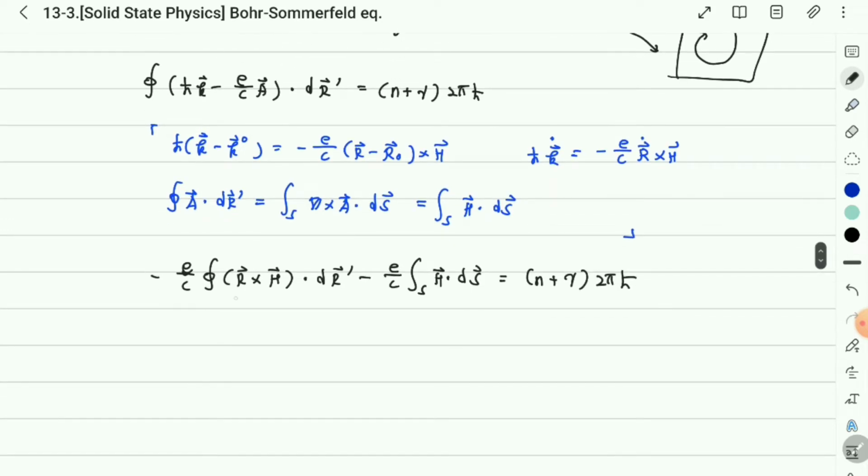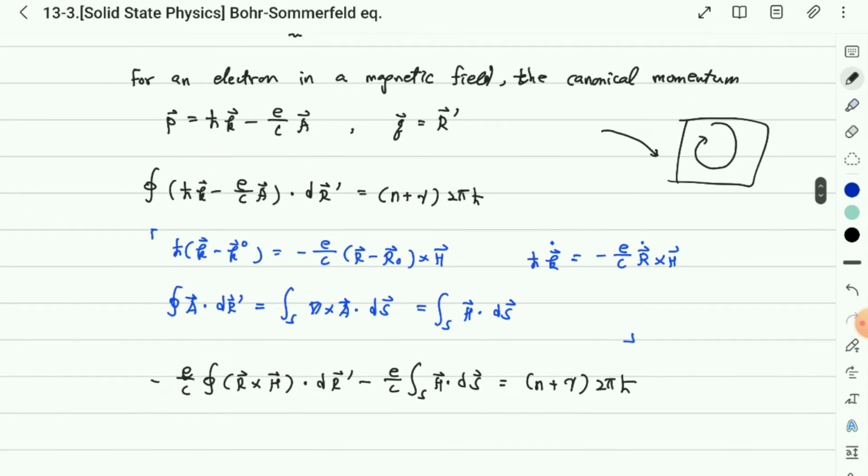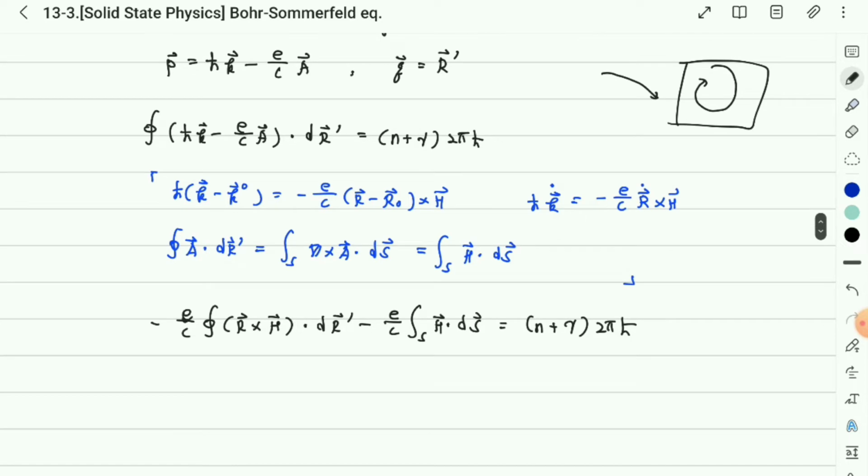The cross product and the dot product can be exchanged, and therefore in this case also, minus e over c, let's divide both sides. Then here we can think of it as H dot (r cross dr prime), and we can write that as r dot (H cross dr prime), and it can also be exchanged like that.